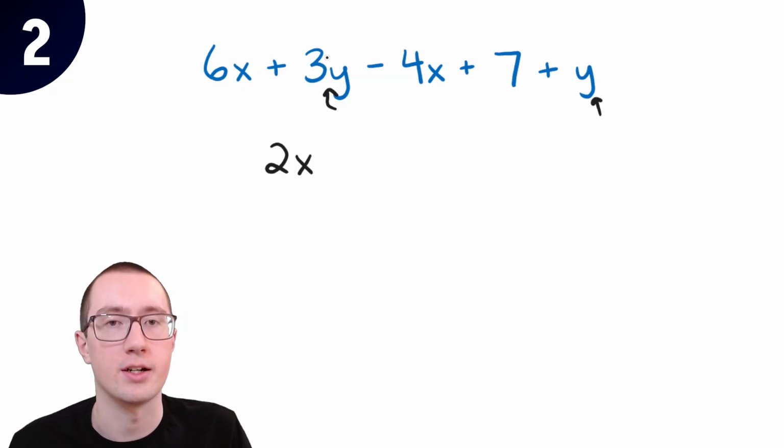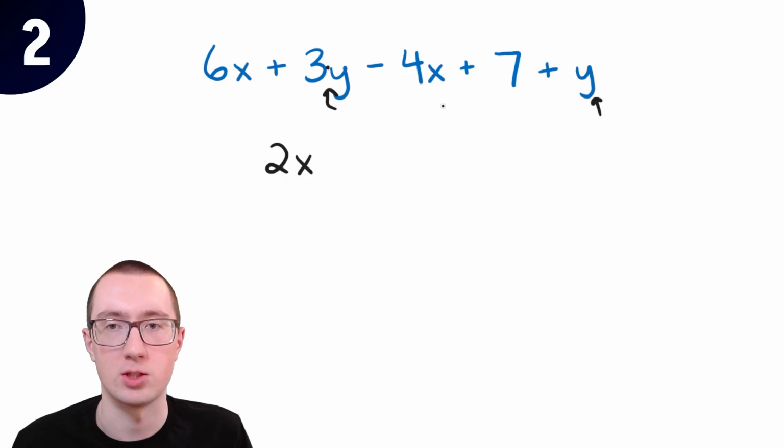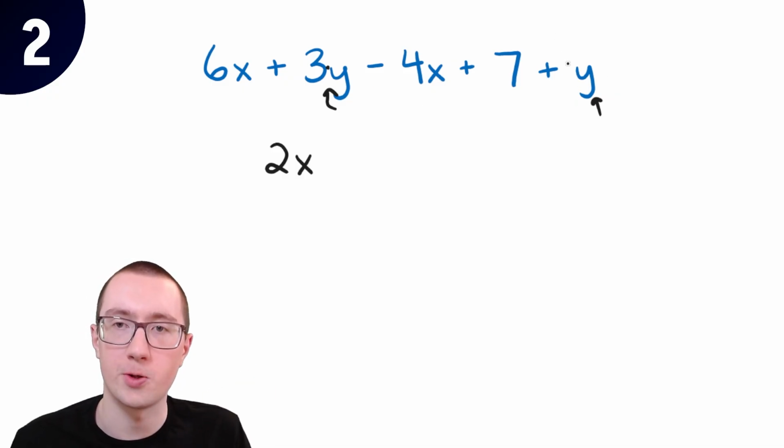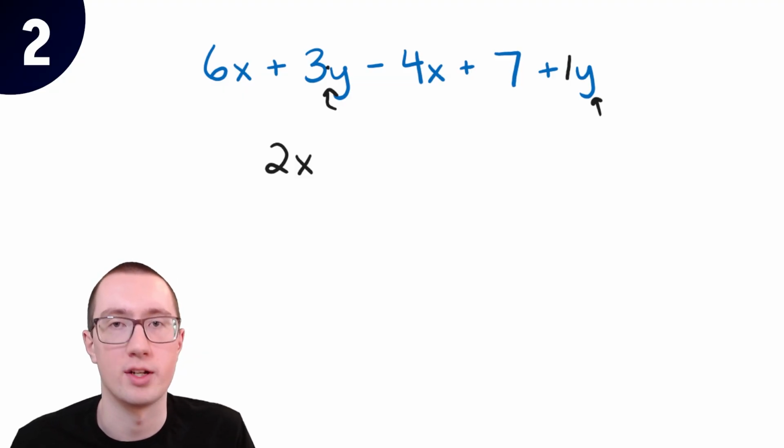Well, here's the key thing here. A number and a letter next to each other, those are multiplication. I know there's no sign in between, but that's what it means. A number next to a letter is multiplication, which means that this y could also be written as 1y. There's like an invisible 1 because anything times 1 is itself. So we have 3y, and then we're adding another y, so that makes 4y. So that's what those are going to combine into.